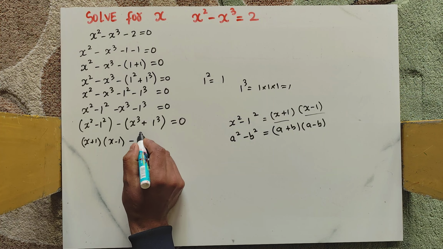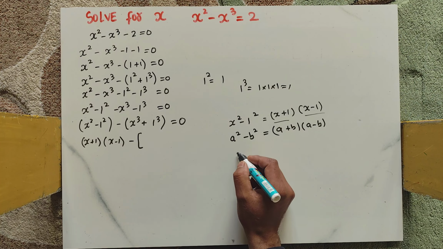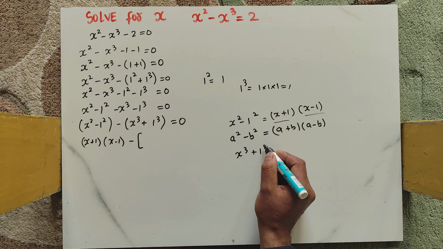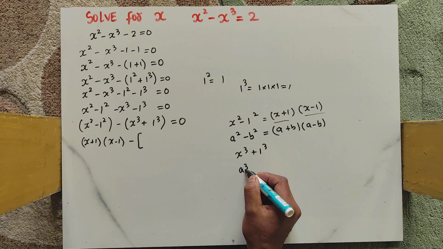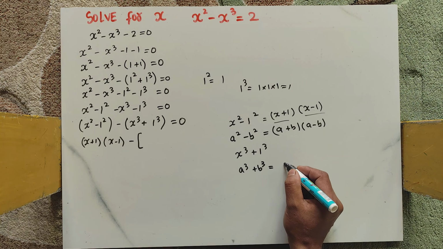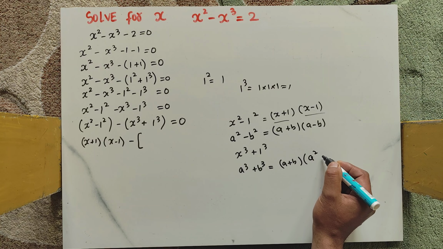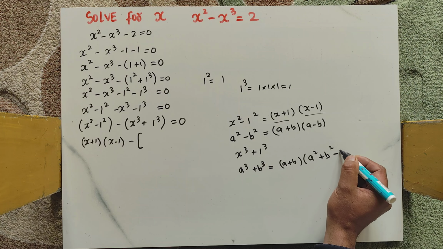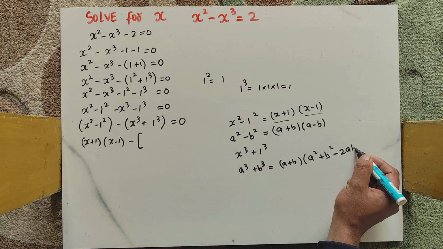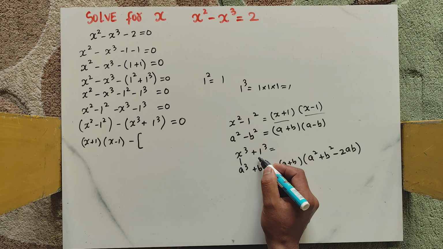Okay, then we have minus. Now what is a cube? We have x³ + 1³, and we know that a³ + b³ is equal to (a + b)(a² + b² − 2ab). Okay, likewise in place of a we have x, in place of b we have 1.